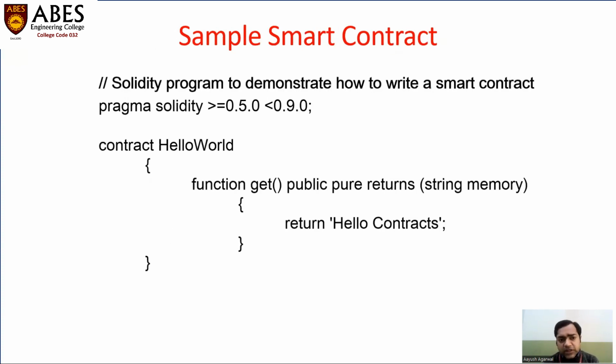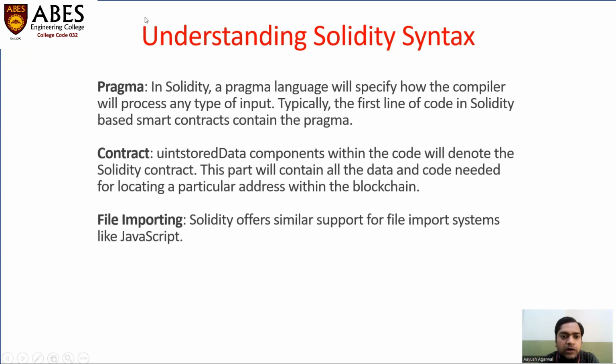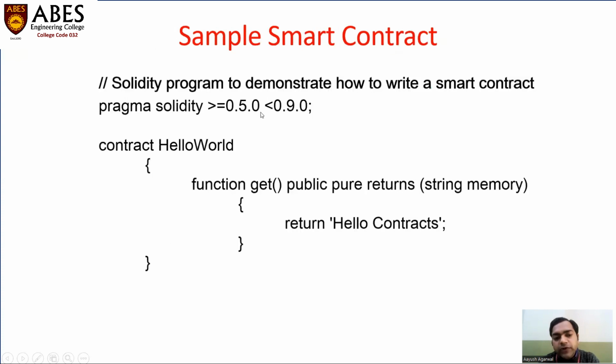Now, this is a sample smart contract. As I have told you in our previous slide, this is the first line of code in Solidity. Which one is this? The pragma, and what does it denote? This will specify how the compiler will process any kind of input. So if you see here, Solidity program to demonstrate how to write a smart contract. Basically, this is the first line you have to mention.